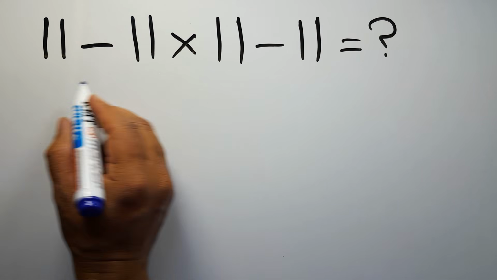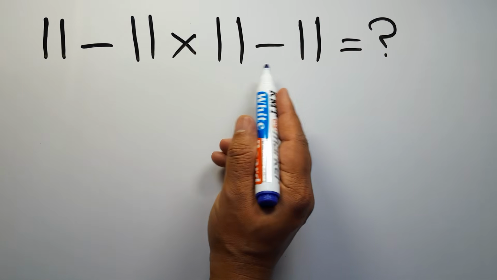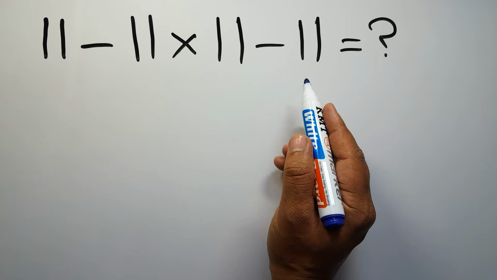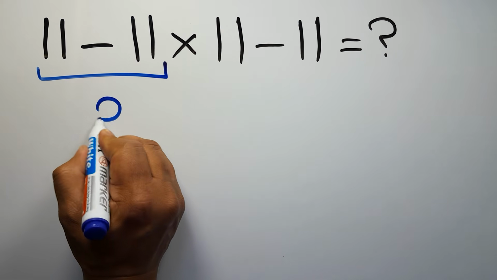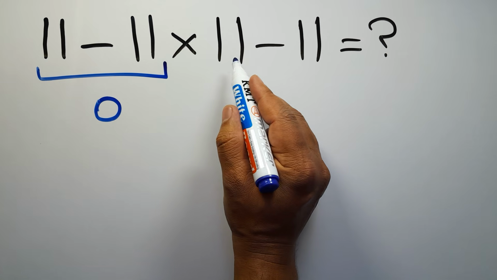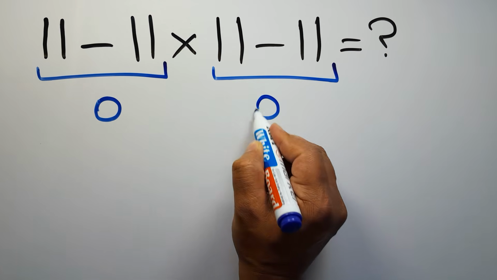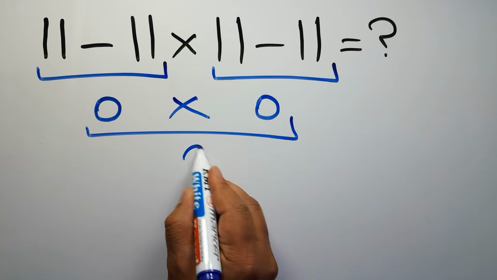In this video we want to find the value of this expression: 11 minus 11 times 11 minus 11. Are you ready to solve? Let's go ahead and get started. 11 minus 11 gives us 0. And again here we have 11 minus 11. So 0 times 0 is just 0.